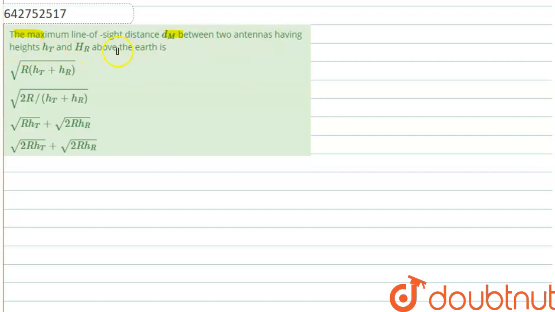The question is: the maximum line of sight distance dm between two antennas having heights ht and hr above the earth is. Students, first of all let us discuss the line of sight distance.